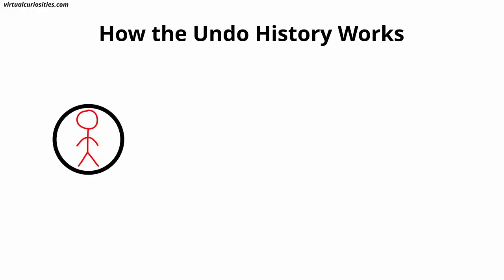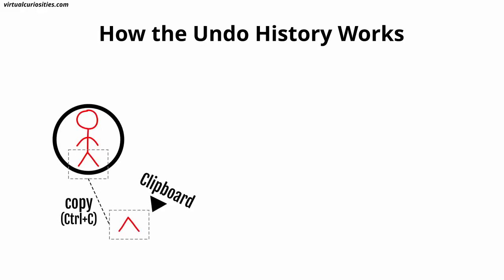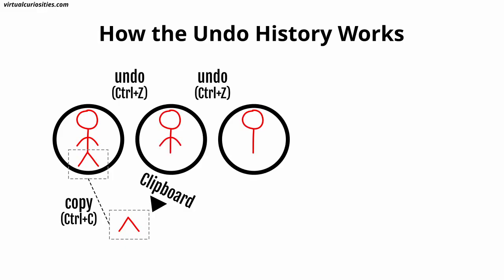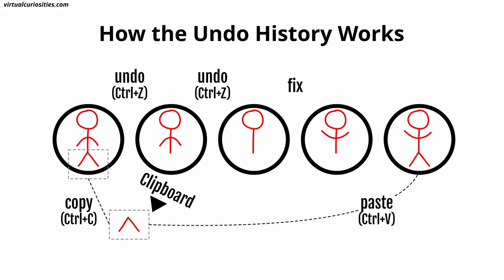For example, before we start fixing the mistake, we copy the work we don't want to lose to the clipboard. We undo the state until we get rid of the mistake. We fix it, which will destroy our undo history. But this time our work is still stored in the clipboard, so we can paste it to avoid redoing all of it.